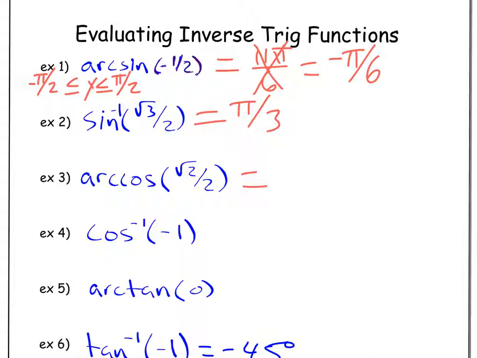Okay, now a little bit of an adjustment happens here with cosine. I'm not looking to 1 and 4 because the answer that I want has to come on the interval of 0 to pi. This cosine value is positive, so we're in quadrant number 1. We'll take pi over 4.